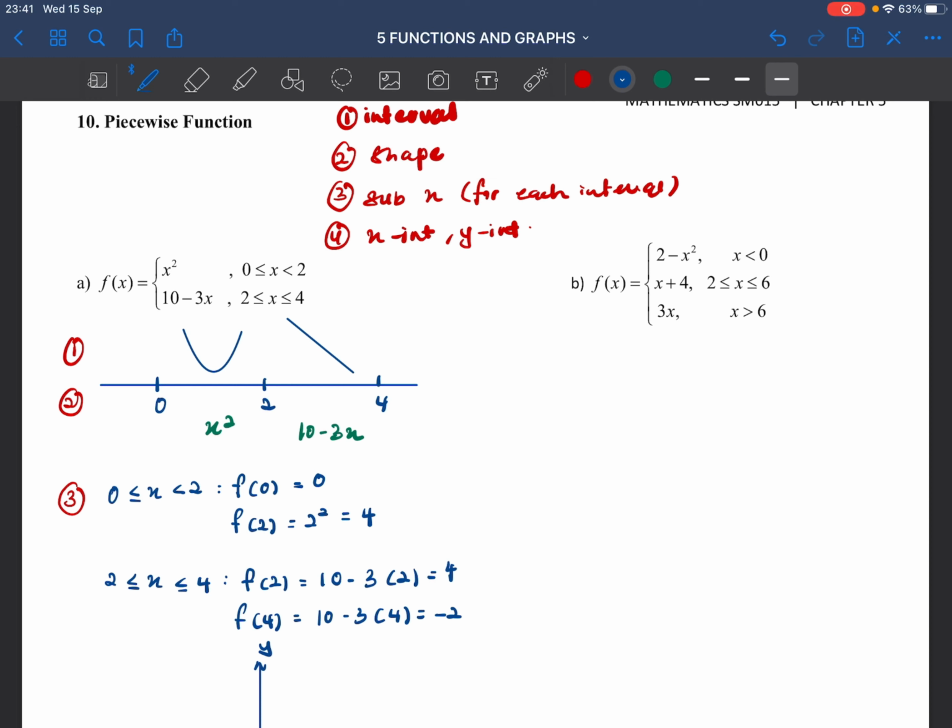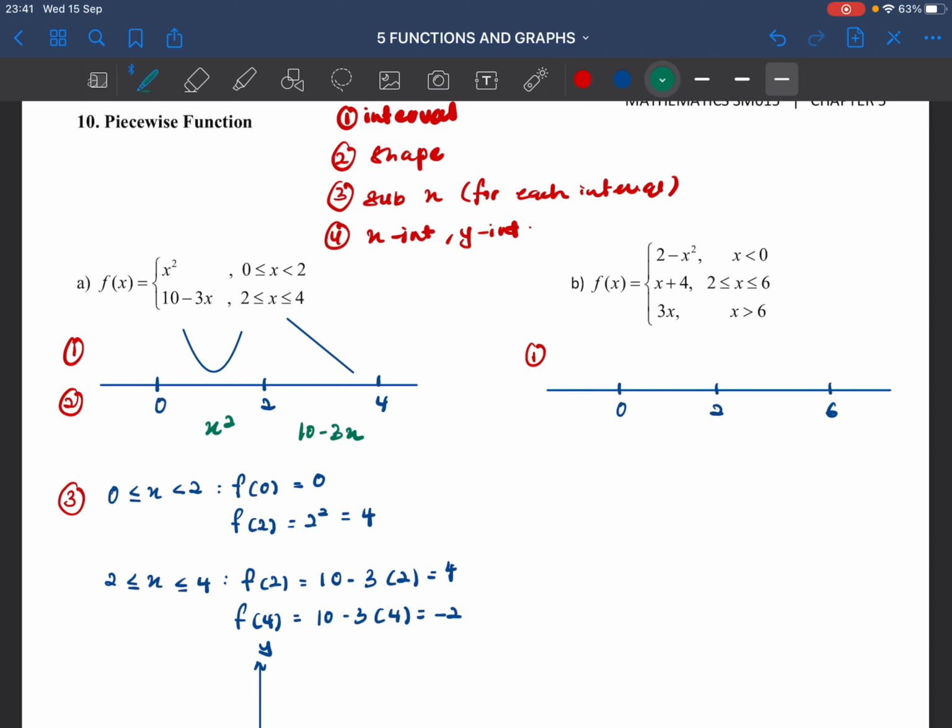Okay, let's do the last question. We have fx equals to 2 minus x square, x plus 4, 3x. So dekat sini kita ada 3 functions. So lagi banyak lah. Okay, dia boleh jadi lebih banyak, tapi jarang lah dia keluar lebih banyak. Okay, so the first thing we have to do is just the interval. Okay, so kita ada 0, 2 and 6. So we have 0, 2, 6.